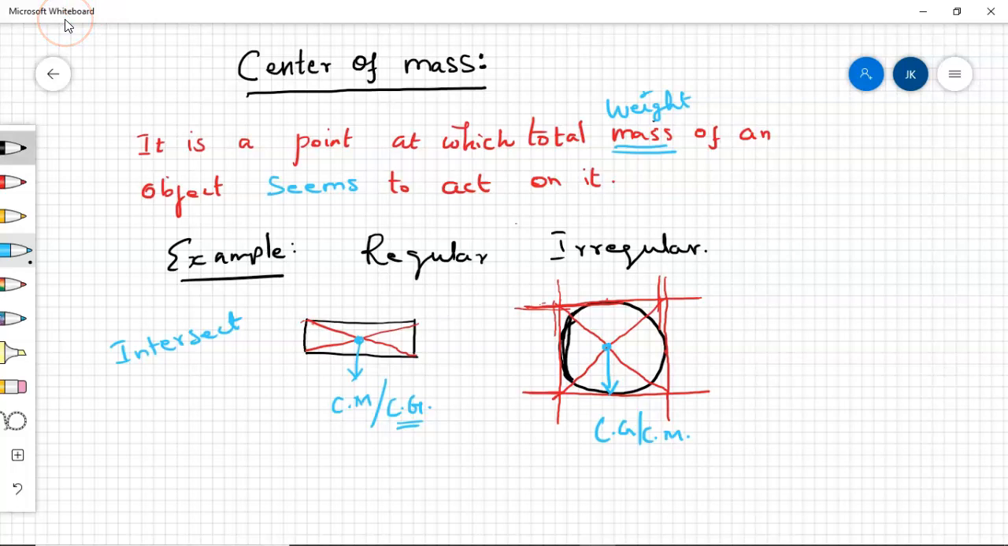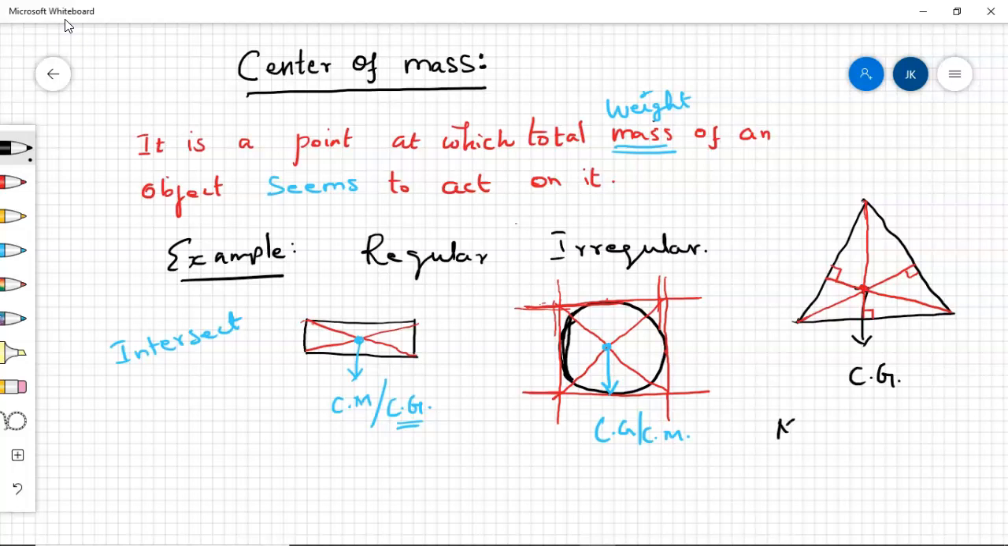Another regular shaped object, a triangle. How will we find the center of gravity? You draw a line from here to this point which makes 90 degrees, and from here draw to the base making 90 degrees, and draw a line from here which also makes 90 degrees. And here is the point, the center of gravity. Three lines intersect at a point, the center of gravity.